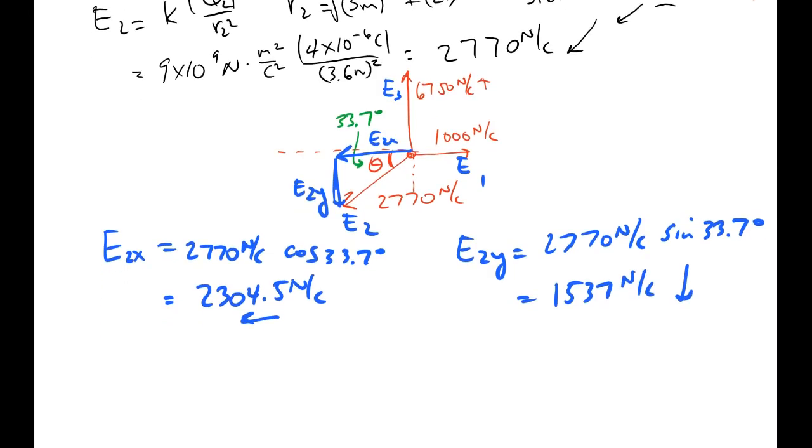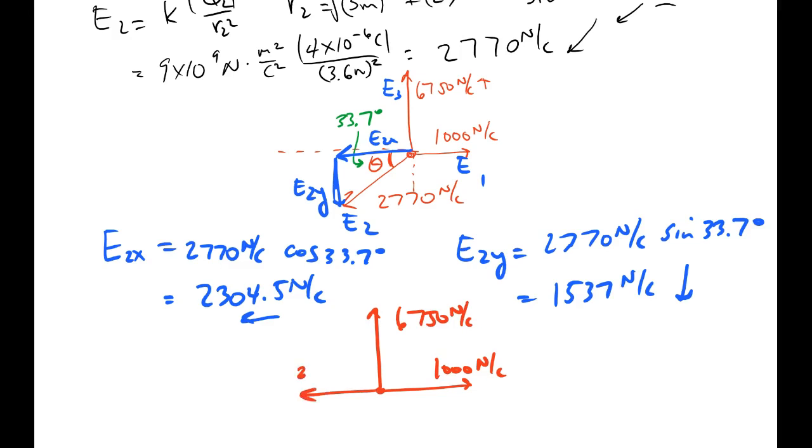So how many electric fields do I have? Take a look real quick. I'm going to redraw this picture. I have that one, which is 1,000. That's E1, newtons per coulomb. I have that one, which is 6750 newtons per coulomb. That is E3. I have that one, which is 2304.5. That's E2 in the x direction, and then I have that one, which is 1537. That's E2 in the y direction, newtons per coulomb.